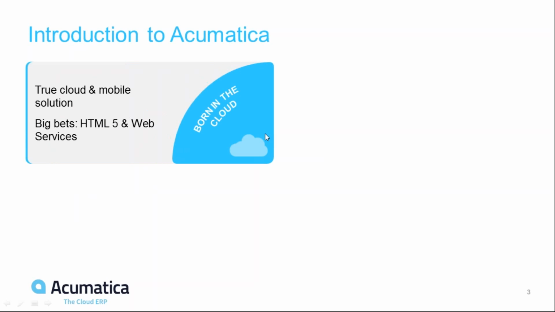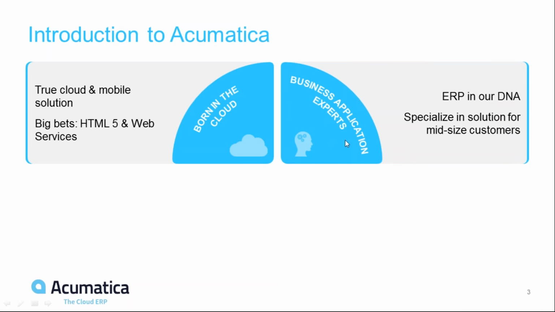Acumatica itself was designed specifically for the cloud. So it's not a legacy application that's been ported forward or converted; it was designed for the cloud. They made some big bets early on. This was probably 10 or 12 years ago, where they bet on HTML5 and web services, and that's actually turned out to be a great bet. That's probably one of the standard tools out there now, HTML5 and web services, when you're in the cloud. So the technology is what most people want to see.